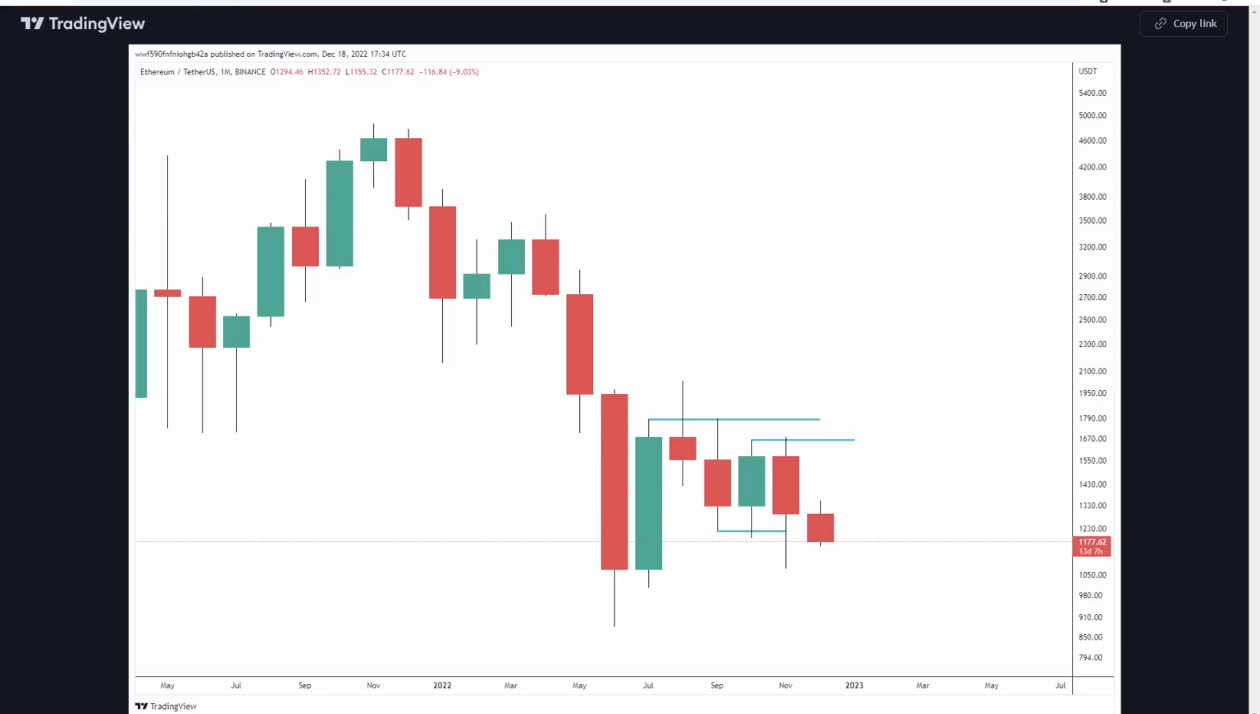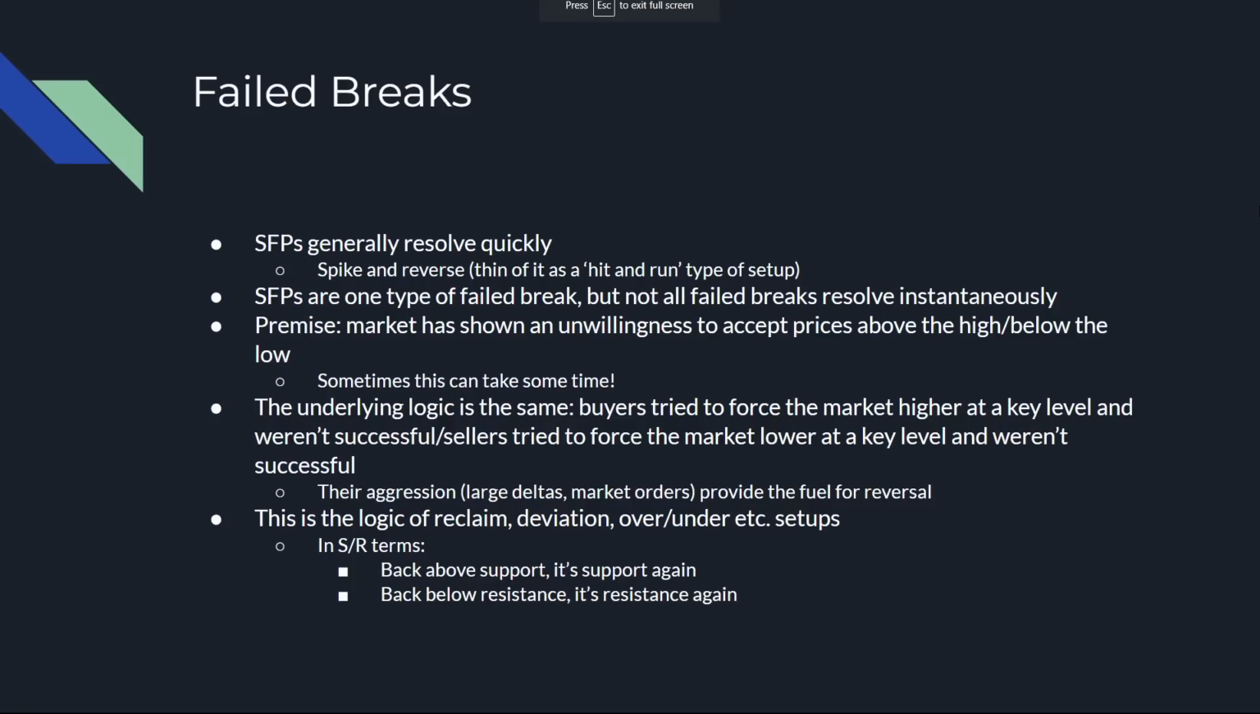So that's something worth bearing in mind when dealing with failed breaks more broadly, is that they don't have to resolve instantly if they're not SFP style. It's fine for the market to actually try to break the level and spend a bit of time above it. And the more important question is not is there a wick or is there not a wick, but is the market able to accept above the range high or accept below the range low? And when that answer becomes no, then any type of failed break setup becomes actionable, even if it takes a bit longer than we'd like. And it doesn't have to be an instant reversal to be a failed break type of setup.